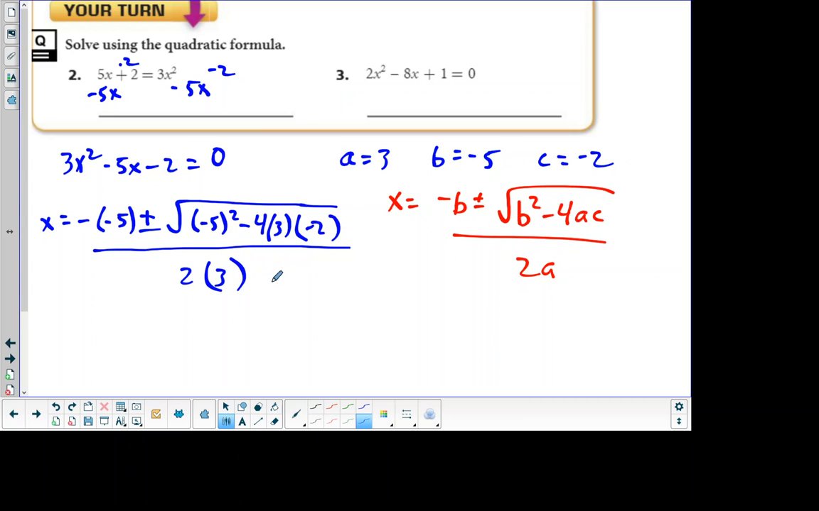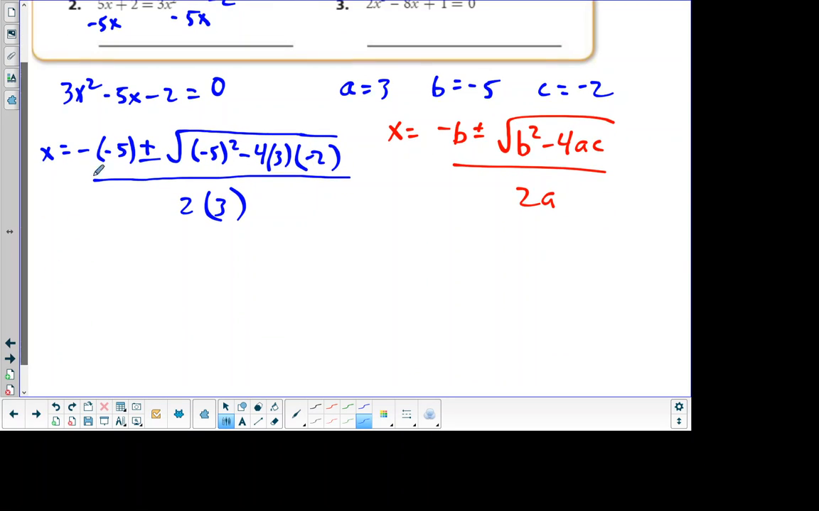That's what you should always do first. Don't try to do it all mentally. First do your substitution and then start simplifying. Negative of negative 5 is 5, so it becomes 5 plus or minus. And then to simplify everything under the radical, negative 5 times negative 5 is 25, minus 4 times 3 is 12, 12 times negative 2 is negative 24.